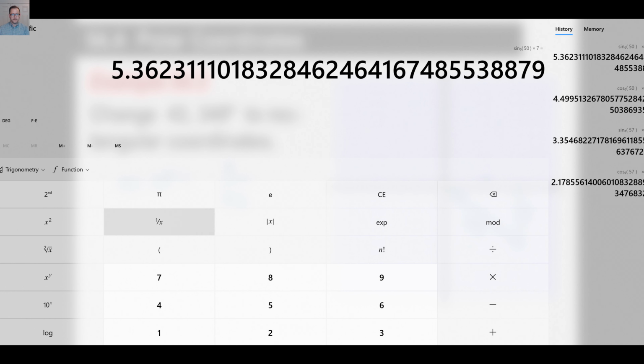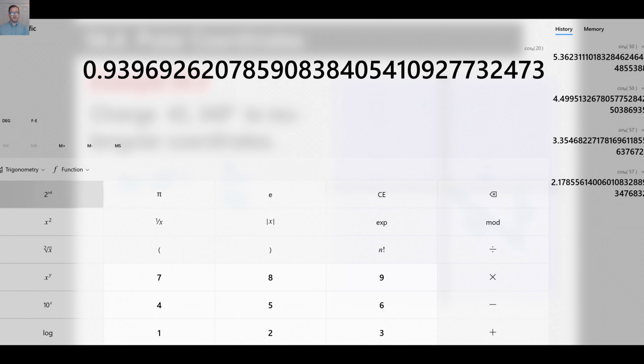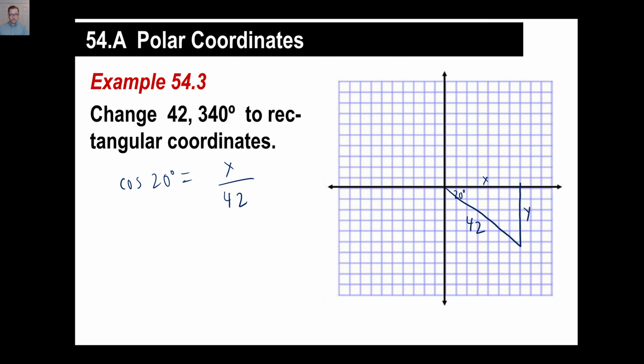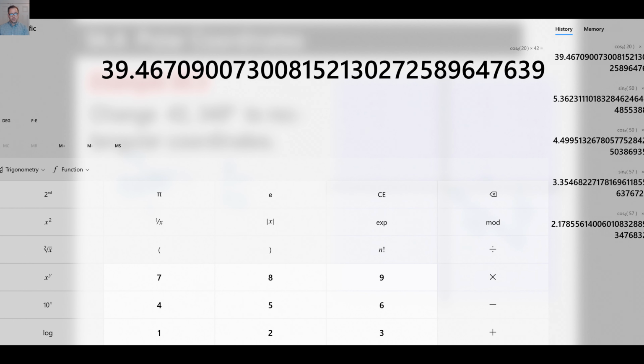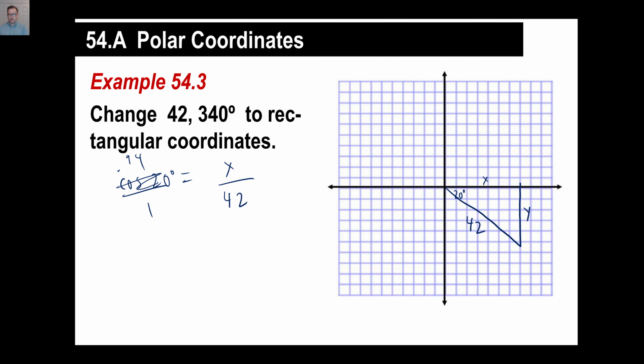Well, let's go find it. Let's clear that out, and we'll go 20 degrees, and we'll find the cosine. And okay, 0.94 approximately, all right? And go back here, 0.94, we'll call it over 1, times 42. You can just multiply by 42 without even clearing it out of your calculator on ones like these. You can just leave them. Okay, so 39.5. How about that? So this one is 39.5.